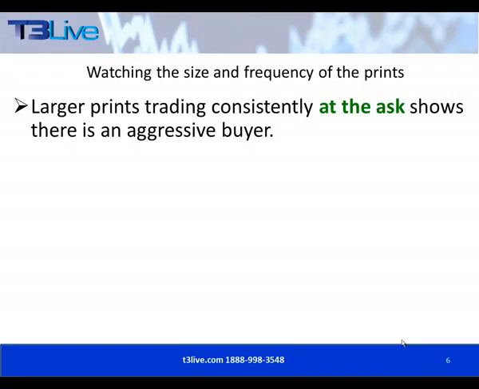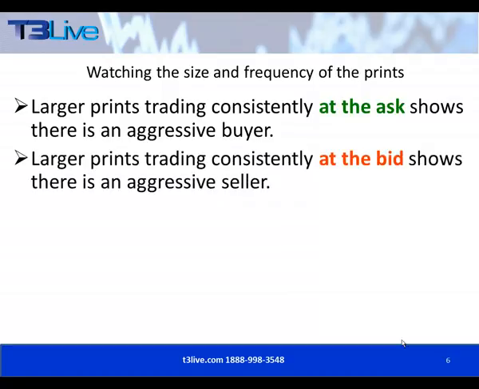Now we're going to get a little bit into what's actually happening there. Larger prints traded consistently at the ask shows an aggressive buyer. So let's actually talk about what that means for a second. We talked about at the beginning of this lesson that bids are advertisements to buy, and ask is an advertisement to sell. So if you're seeing larger transactions at the ask, that means there is urgency to buy what somebody else is selling. So that means there's an aggressive buyer.